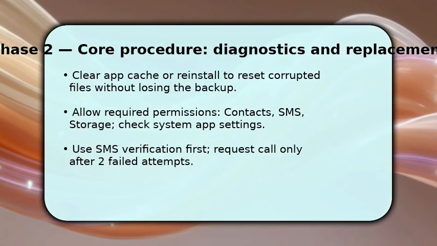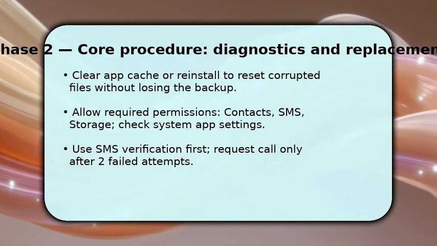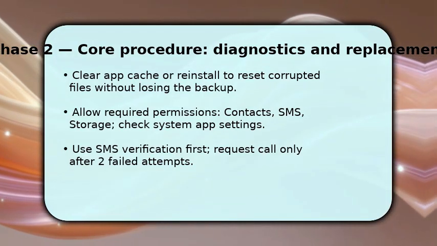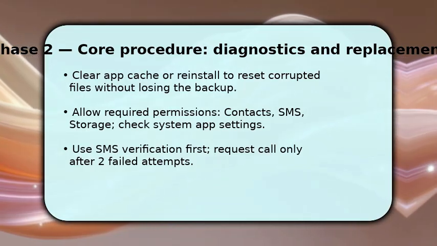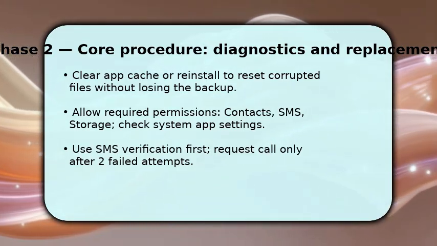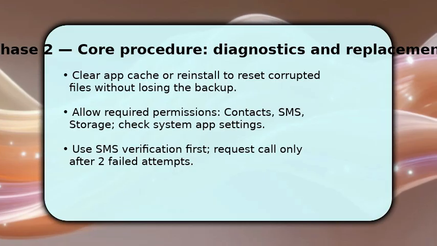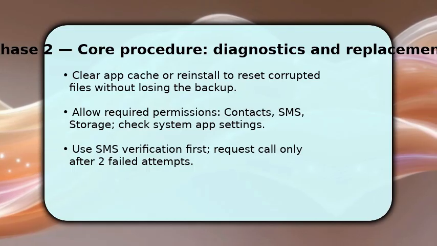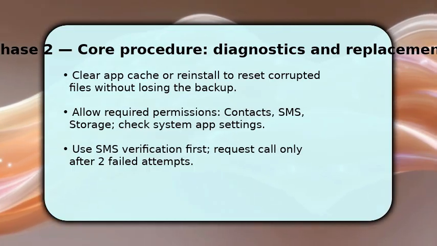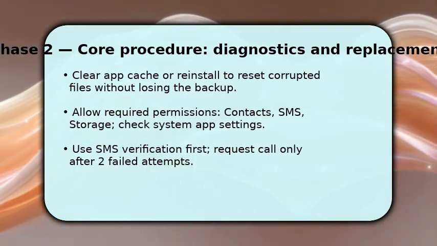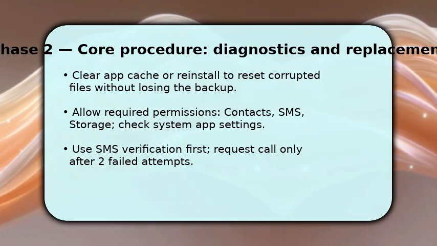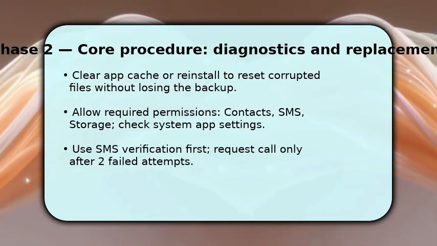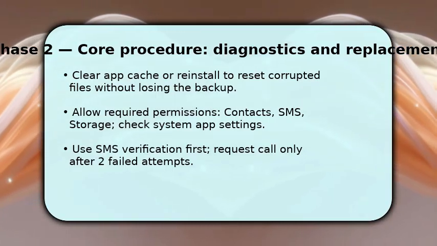Next, you tackle account and connection issues by clearing the app cache or reinstalling WhatsApp. This removes corrupt temporary files while your backup remains intact. Then, make sure WhatsApp has contacts, SMS, and storage permissions in system settings so verification and restores can run. If verification stalls, choose SMS verification first and request a call only after 2 failed attempts. This avoids rate limits. Also, make sure background data is enabled so files download during restore.